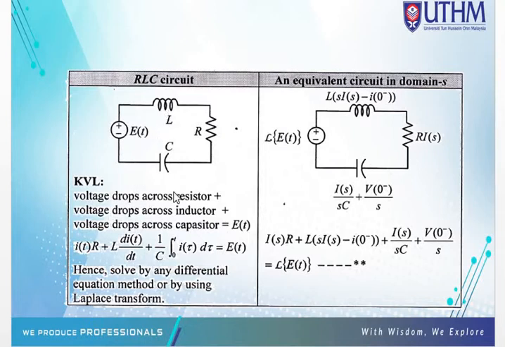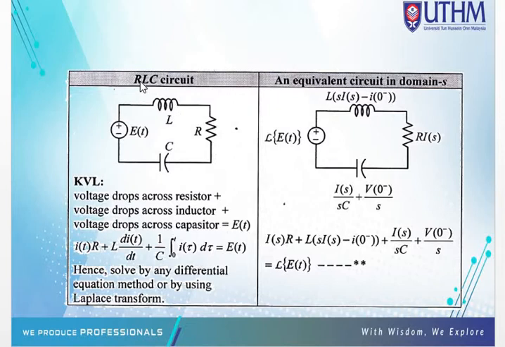Okay, the voltage across the resistor is i(t)R. For the inductor it is L di(t)/dt. For the capacitor it is 1/C times the integration from 0 to t of i(tau) d tau, and this is equal to the voltage source.